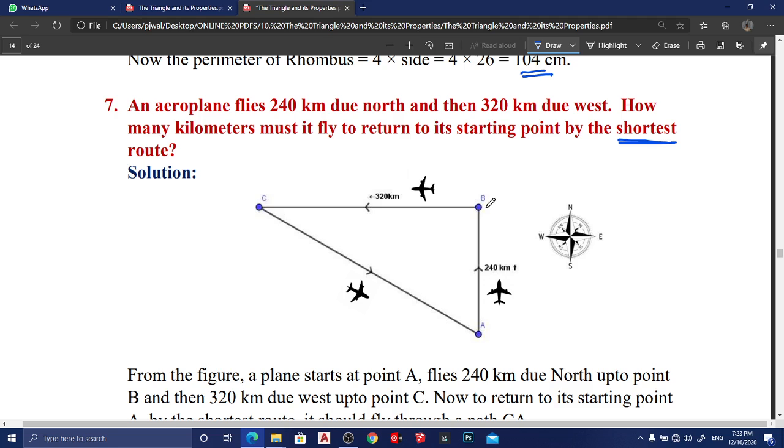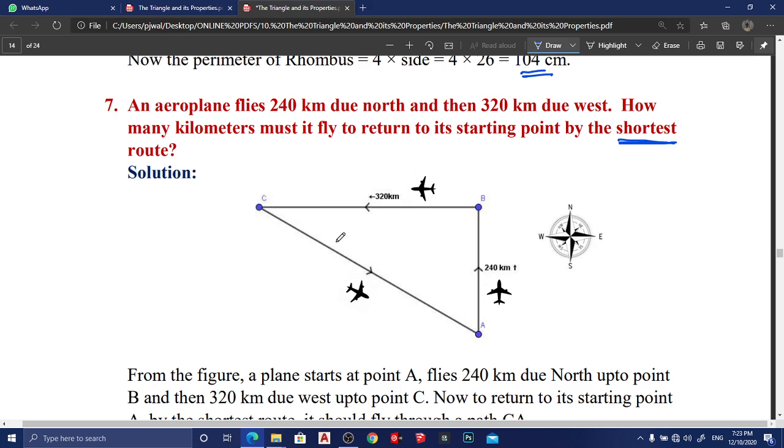After reaching the point B, it turns to the west side and up to C, it travels 320 kilometers. After reaching the point C, again it must fly to return to its starting point by the shortest route. Shortest route means it is not coming back in the same path. You have to take this path. This will be the shortest path.